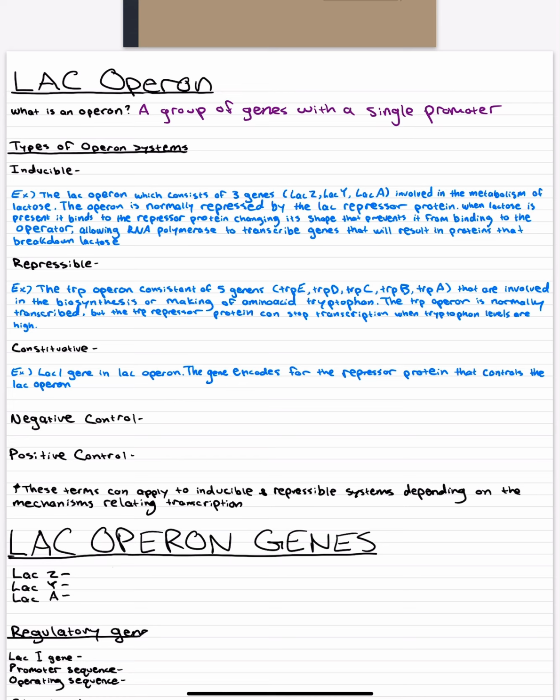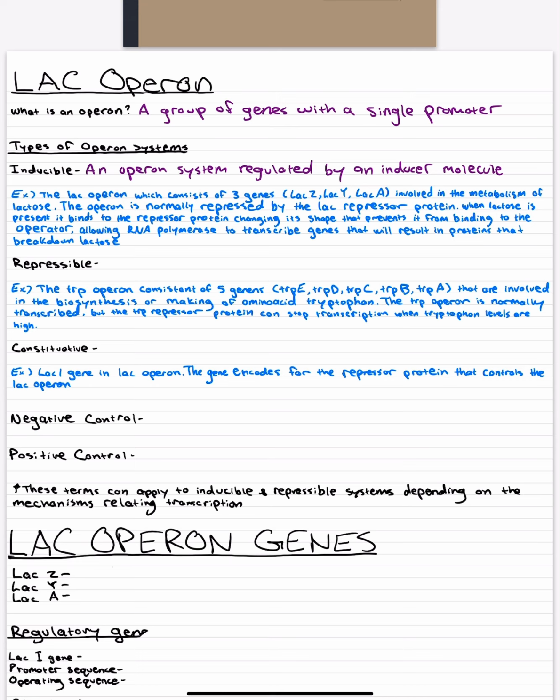So the operon is normally repressed by the Lac repressor protein, and when lactose is present, it binds to the repressor protein, changing its shape, as in the example here. So an inducible system is essentially just an operon system regulated by an inducer molecule. And in the case of the Lac operon, the inducer molecule would be lactose.